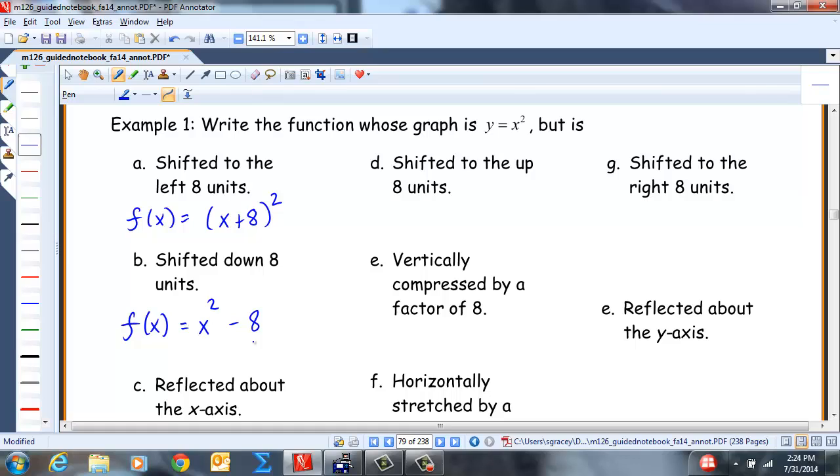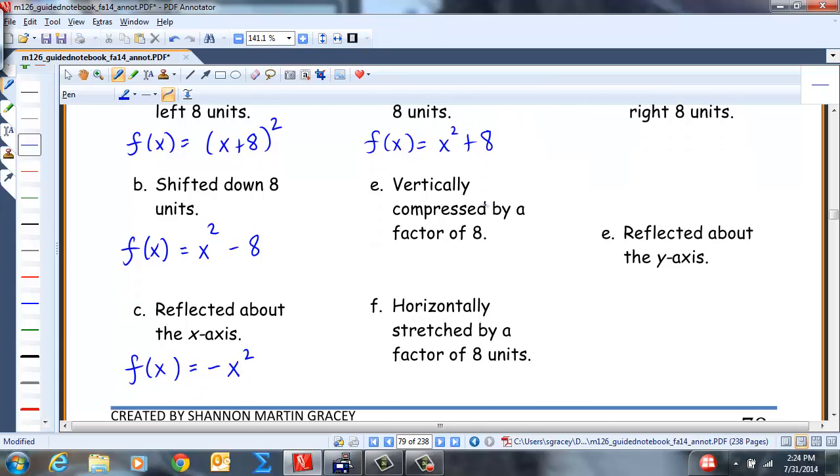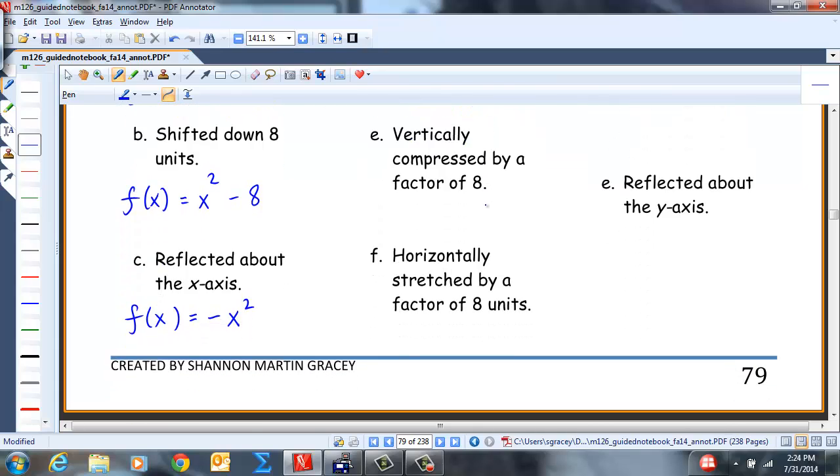And then, sorry, there's a typo here, shifted up 8 units, f of x would be x squared plus 8. Vertically compressed by a factor of 8. So f of x would be equal to, to compress it, 1/8 of x squared. So each of your y values would be divided by 8.